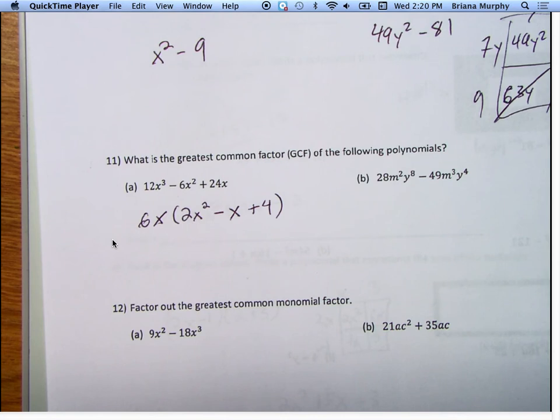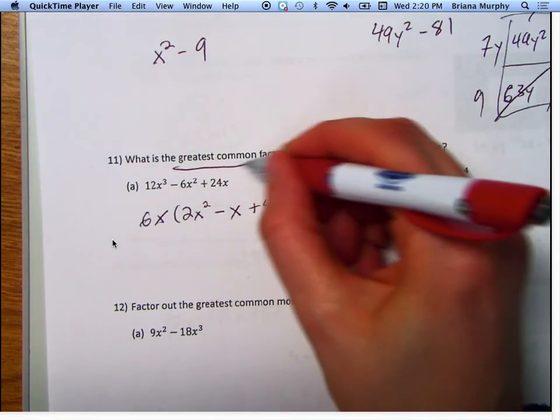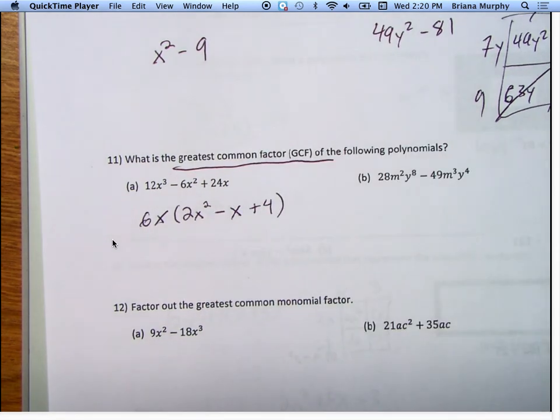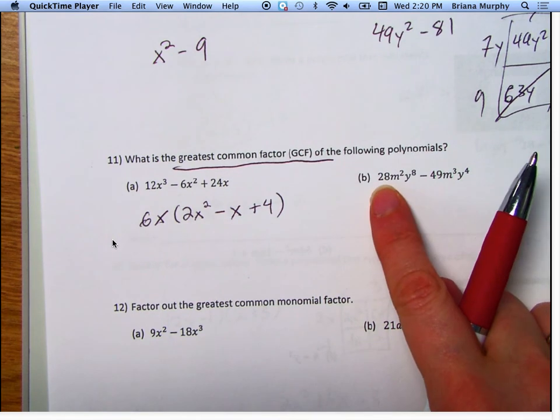I didn't do it. Okay, it says take out the greatest common factor, though. I didn't read the directions. Well, that is a problem. All right, what's the biggest number that goes into 28 and 49?